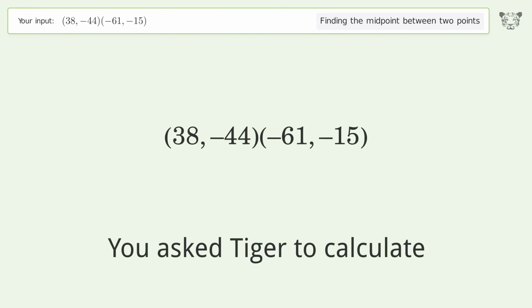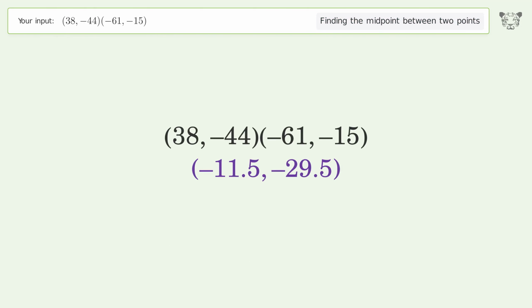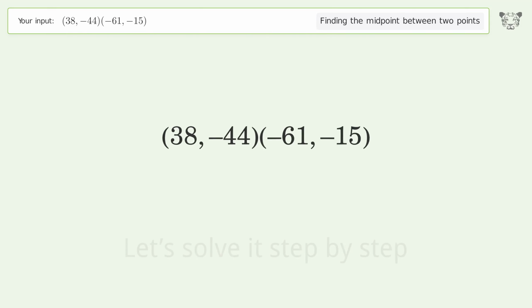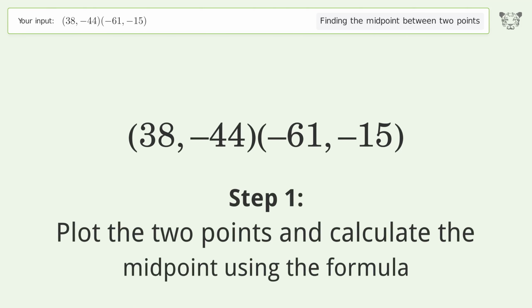You ask Tiger to calculate. This deals with finding the midpoint between 2 points. The midpoint between the 2 points is negative 11.5, negative 29.5. Let's solve it step by step. Plot the 2 points and calculate the midpoint using the formula.